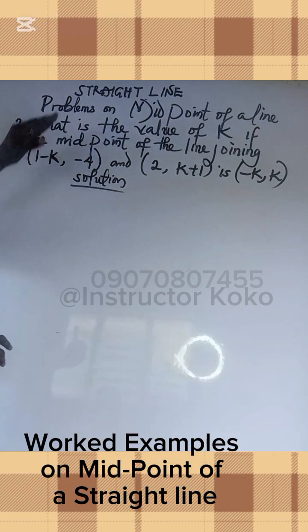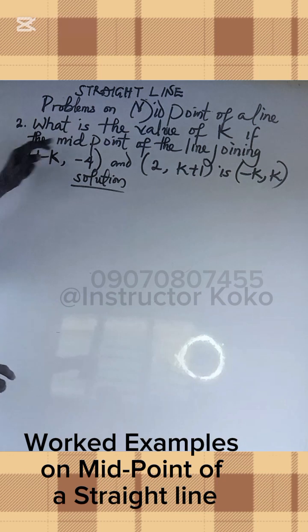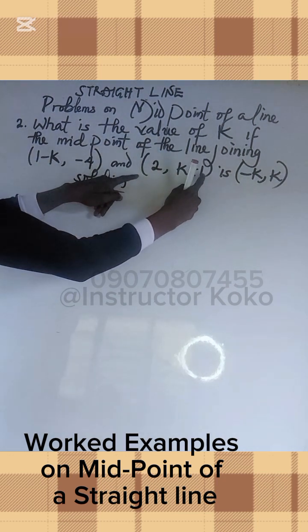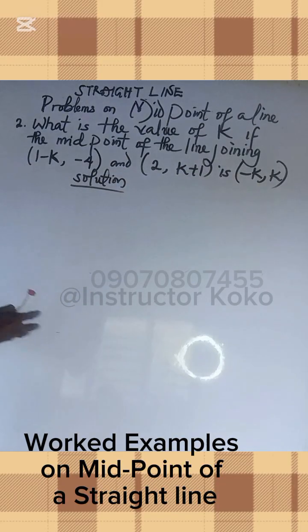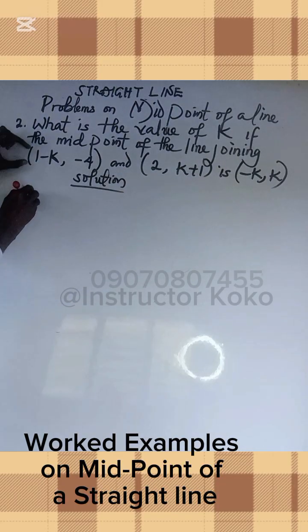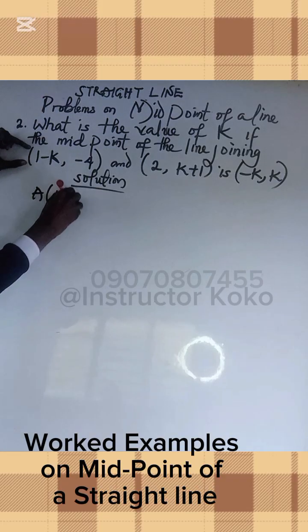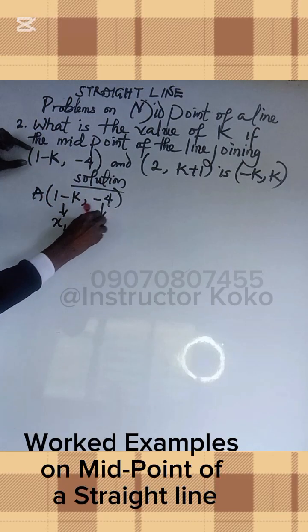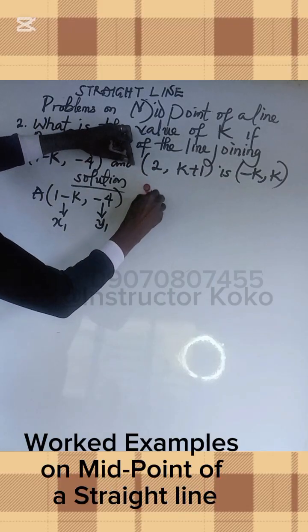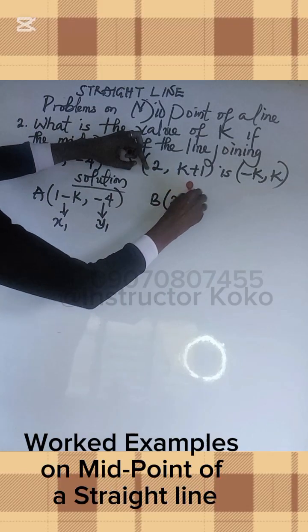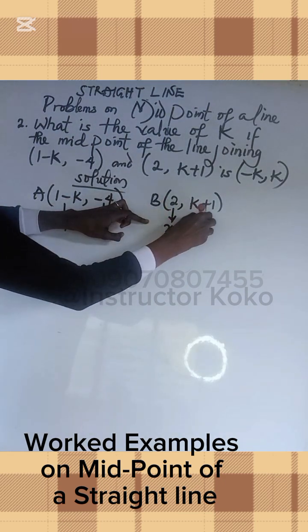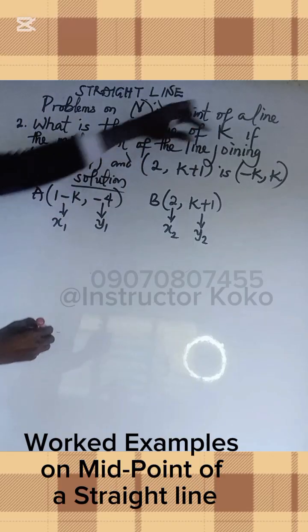This question says, what is the value of k if the midpoint of the line joining the first point, the second point, and this midpoint. So let us analyze it. Let us call this first point A, (1 minus k, ...). So 1 minus k will become x1 and this will become y1. Let's call this one point B, (2, k plus 1). We'll call this x2 and this y2. Now, this is the midpoint.